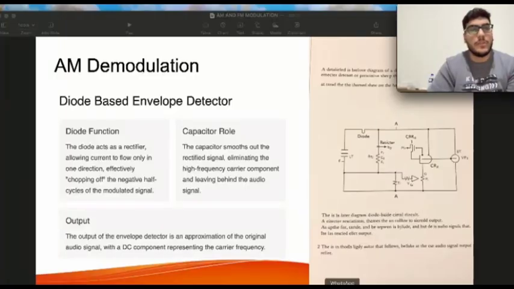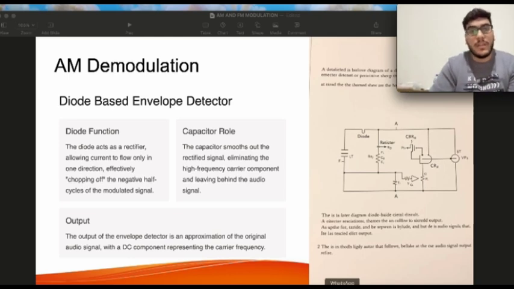Today I'm going to talk about AM demodulation. We have two types of AM demodulation. The first one is the diode-based envelope detector. Its function is that the diode acts as a rectifier, allowing current to flow only in one direction, effectively chopping off the negative half cycle of the modulated signal.